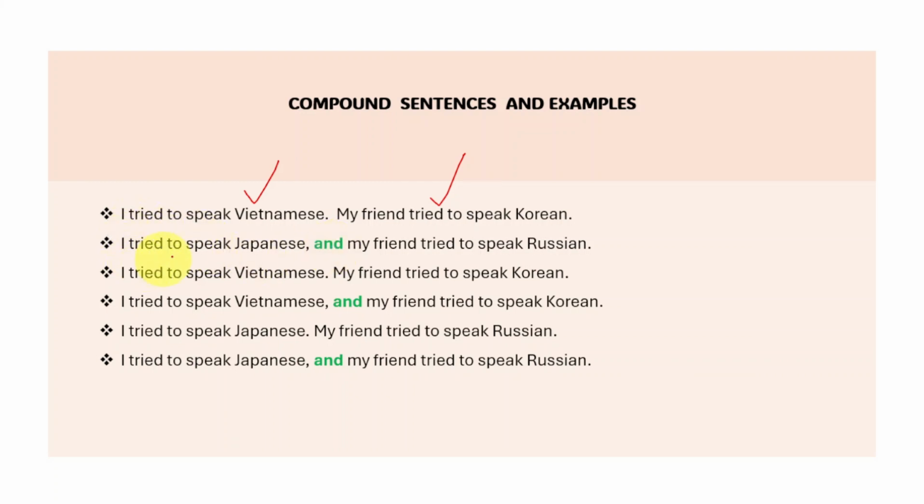So I tried to speak Japanese, and my friends tried to speak Russian. So we combine this together here. I tried to speak Vietnamese. My friend tried to speak Korean. So we're gonna combine them right here. I tried to speak Vietnamese and my friends tried to speak Korean. So we combine this. In this case, and behaves as a glue.